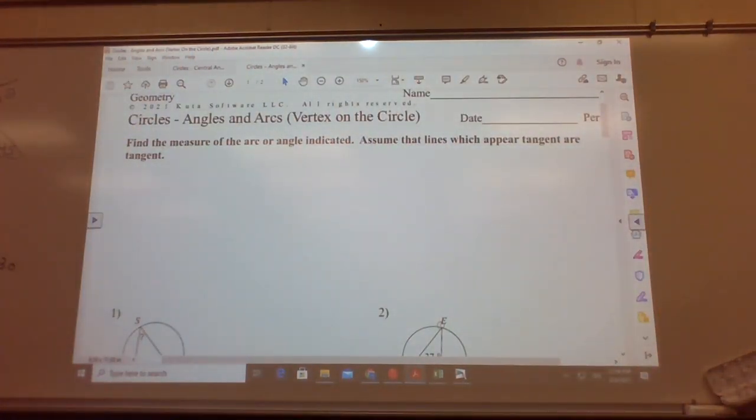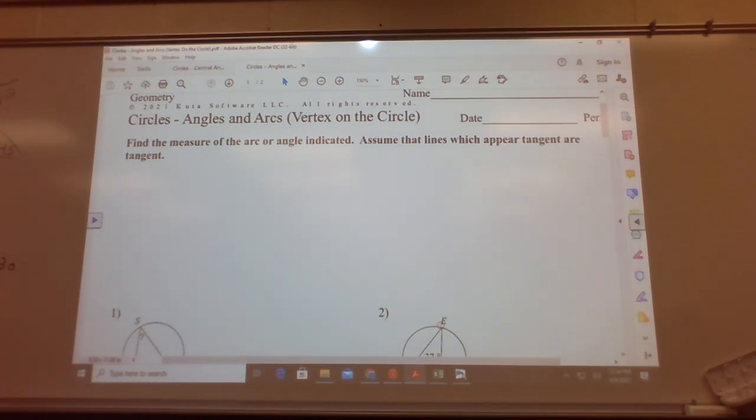So, like I was saying the other day, we're looking at circles. Right now we're focusing on degrees, either degree of an angle or degree of an arc. So yesterday we looked at central angles. Those were the super easy ones. Whatever the angle is, the arc's the center.